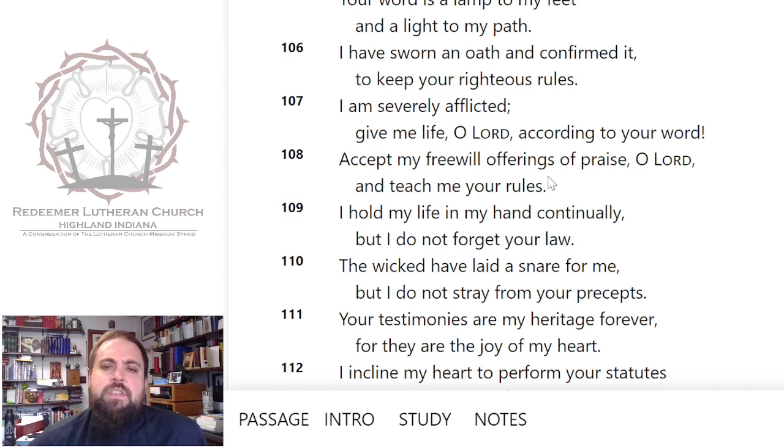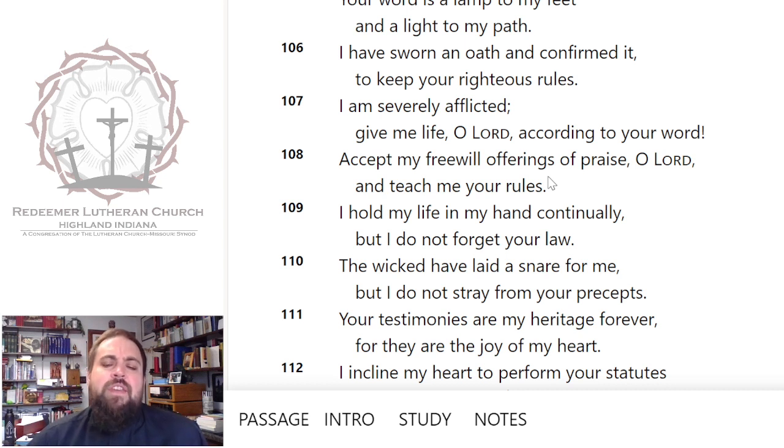So this is a little bit different. He's saying, accept my free will offerings of praise, O Lord, and teach me your rules. So he's asking God to look favorably upon him. It's about relationship more than God needing his offerings of praise. It's saying, I want to get back to a more right relationship with you, God, because I'm severely afflicted. Even though I'm keeping your righteous rules, and even though I've sworn an oath and confirmed it, I'm still having problems. And so he's saying, God, I want to be close to you again. So bring me back, is kind of what he's saying here.